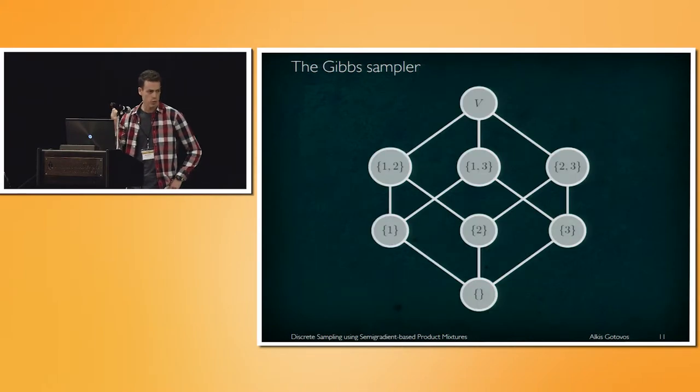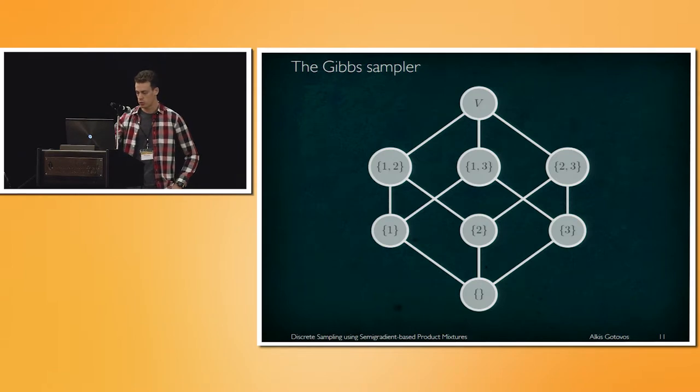So the most straightforward way, and everybody probably knows how to do this, is to just run a simple local move sampler, so for example a Gibbs sampler. Here I have an example of a very small state space. Basically, our ground set just consists of 3 elements here. The state space then would be just a Boolean lattice, basically, or like an n-dimensional hypercube.